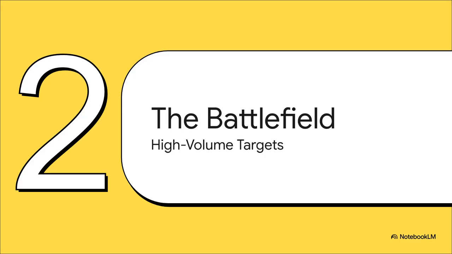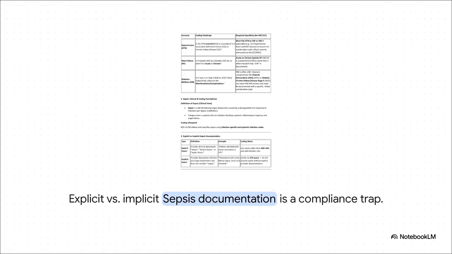Okay, moving on to number 2, the battlefield. We're going to break down the big 3 high-volume audit targets. Consider the stark contrast between explicit documentation, words like severe sepsis or septic shock, versus implicit hints hidden in the chart like pneumonia with acute kidney injury and elevated lactic acid. An auditor or coder simply cannot assume those implicit indicators mean sepsis without a query. It's a massive compliance trap, guys. You absolutely must have explicit documentation to assign those higher-weighted codes from the A40 to A41 categories.